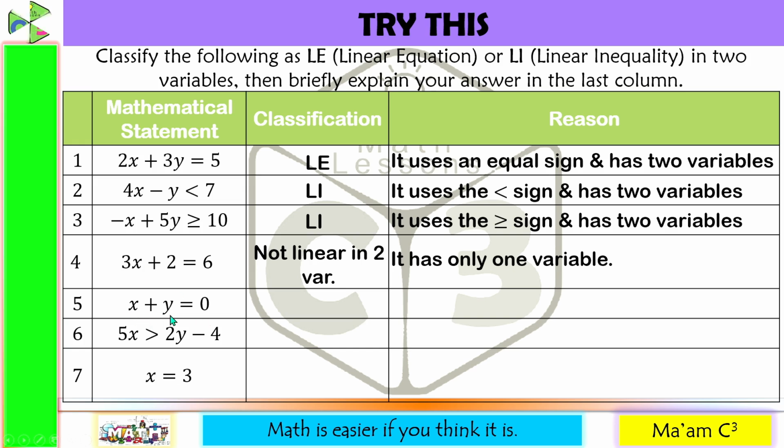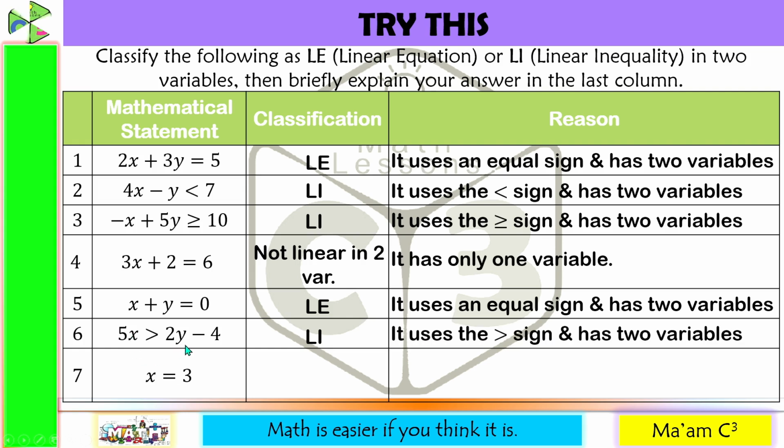Number 5, this one is LE. Why? It uses an equal sign and it has two variables. Number 6, this is LI because it uses greater than symbol and it has two variables. Last one, x is equal to 3. We have an equal sign, but just like in number 4, we only have one variable here. So this is not linear in two variables because it only has one variable.